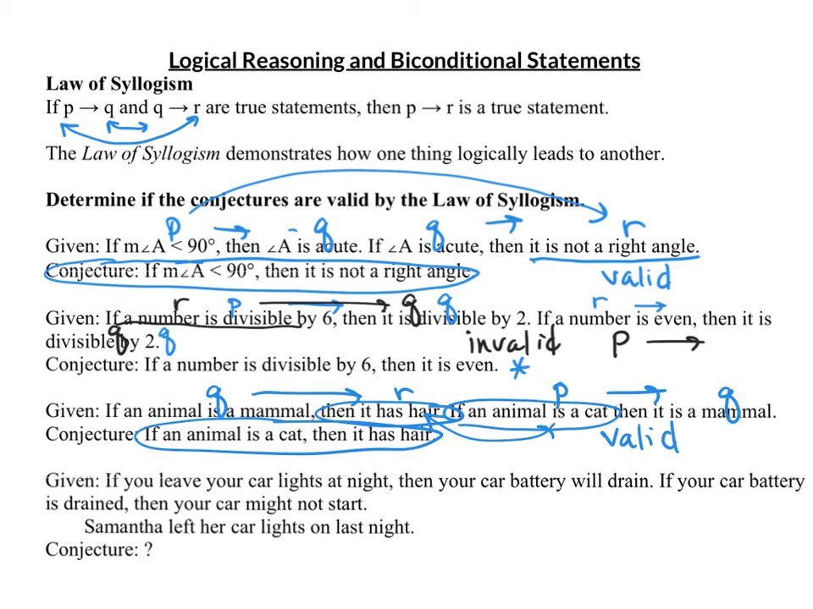Last example. If you leave your car lights on at night, then your battery will drain. If your battery is drained, then your car might not start. If you leave your car lights on at night, I forgot the "on" there, there's my P, then your battery will drain, there's my Q. If your car battery is drained, there's my Q, it implies it might not start, there's my R. So my conclusion should be that P implies R. If you leave your car lights on at night, then your car might not start.